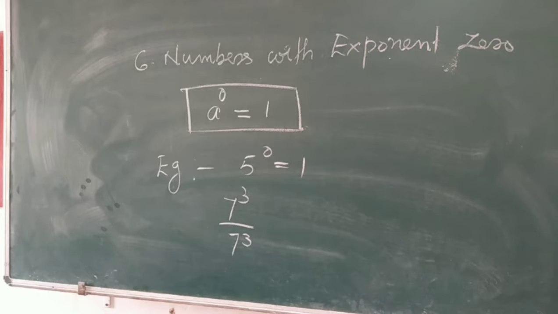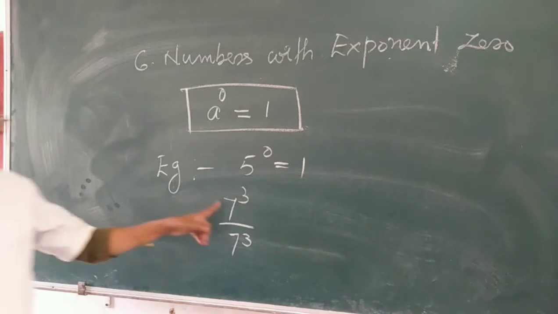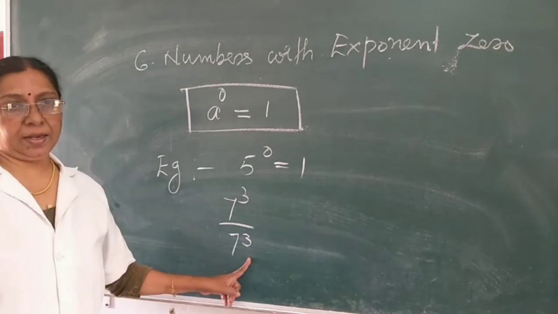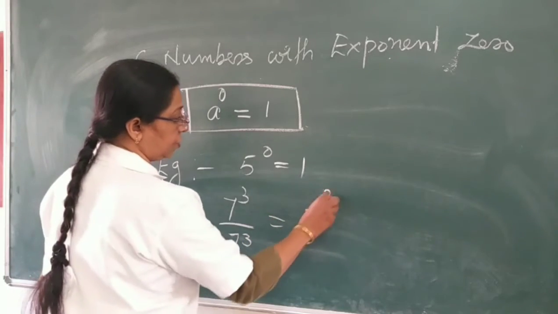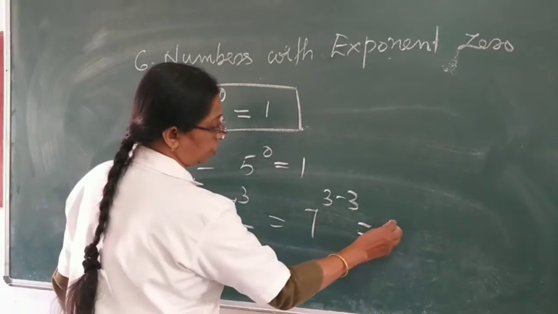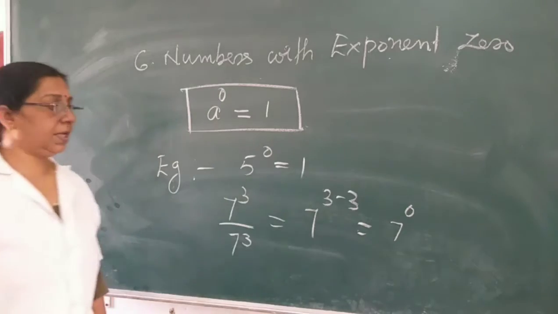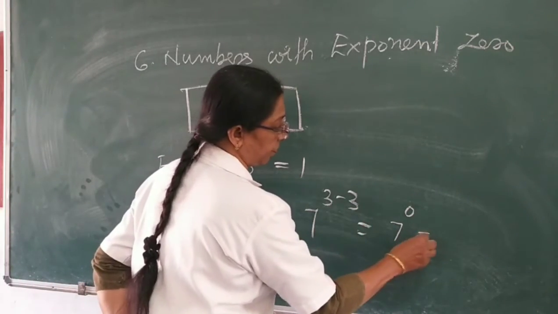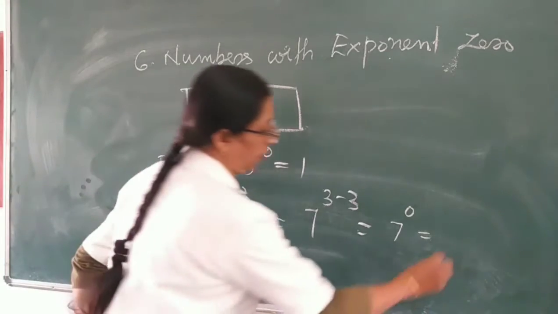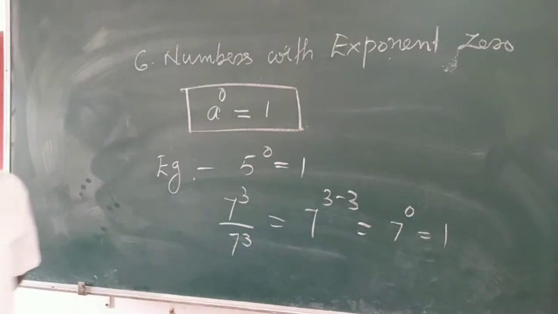What is the second law, the second law we studied today? A raised to m by A raised to n. Here m and n are the same, right? That is 7 raised to 3 minus 3. 7 raised to 0. 3 minus 3 is 0. 7 raised to 0 is 1. Any number raised to 0 is 1.